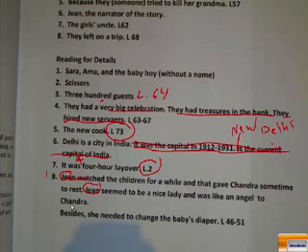Another reason, in addition, she needed to change the baby's diaper. Chandra needed to change the baby's diaper, so she needed help from other people. So Jane was the one to help her. And here is the end of this exercise, reading for details. And that means we come to the end of the unit.